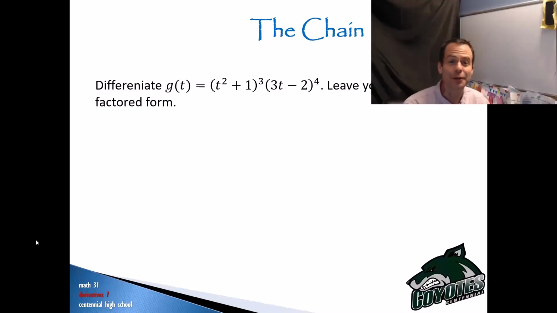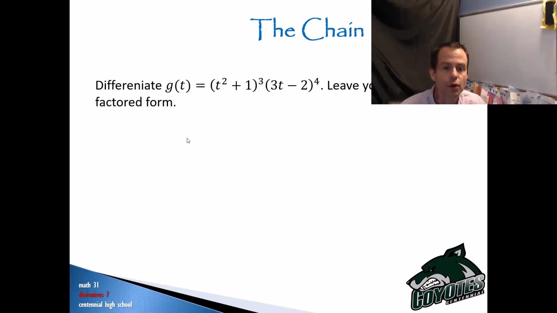Okay, so here we go for our added level of complexity that I was talking about earlier. Some of you are thinking to yourself, didn't you already just add that level of complexity? Nope, it's now. So let's have some fun. Differentiate g of t equals (t squared plus 1) all cubed times (3t minus 2) all to the 4. Leave your answer in factored form.